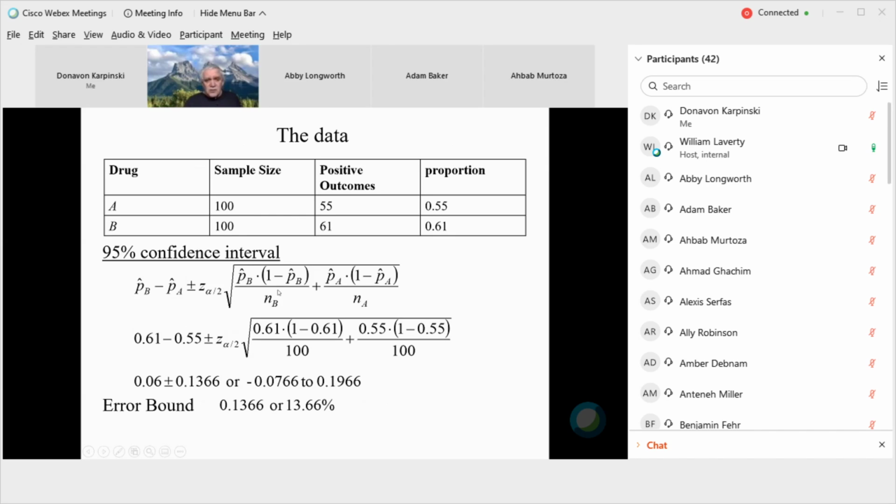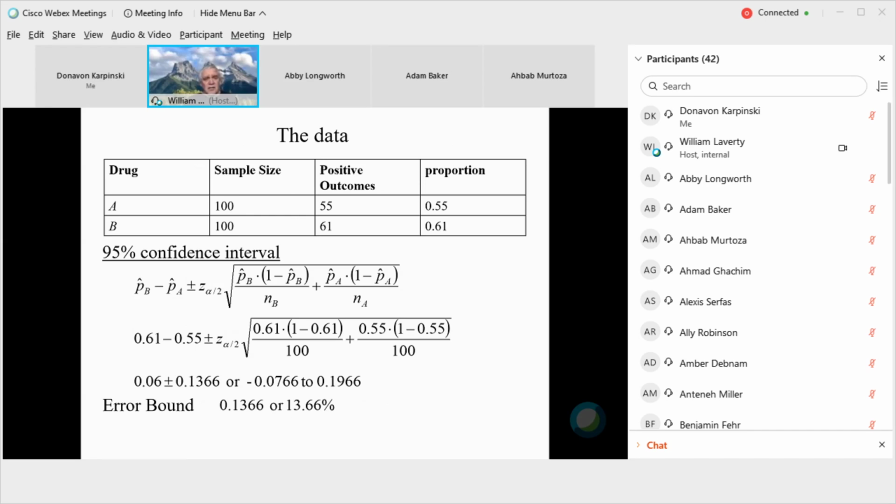There's confidence limits for the difference between P1 and P2. The PB hat is 0.61, PA hat is 0.55. We put in the values, that's about over 2. We get 0.06 plus or minus 0.1366. So the error bound is 0.1366, it's 13.6%.